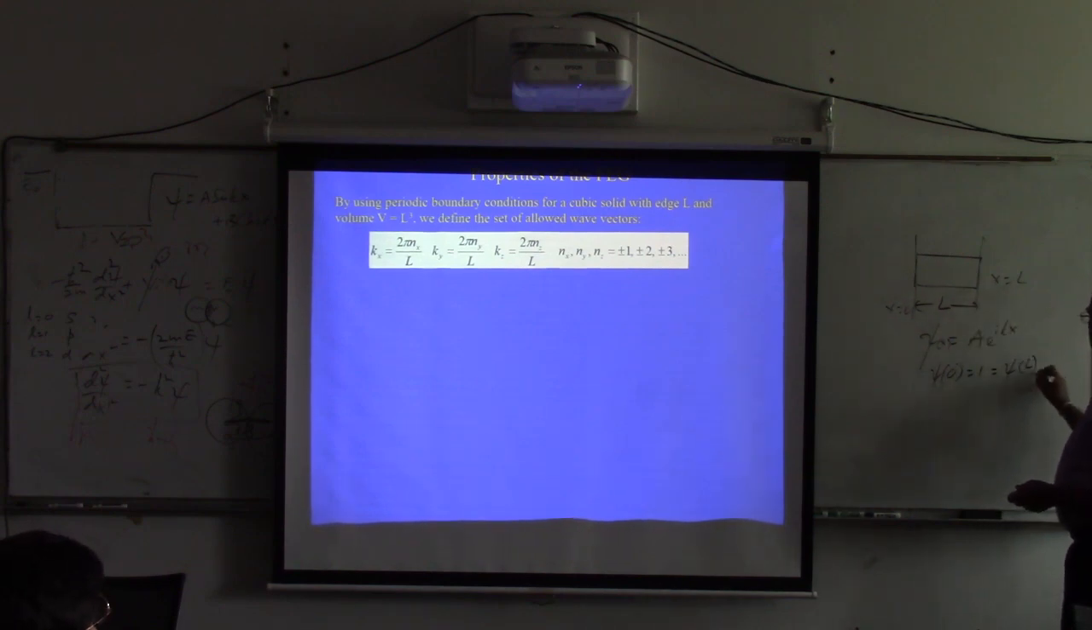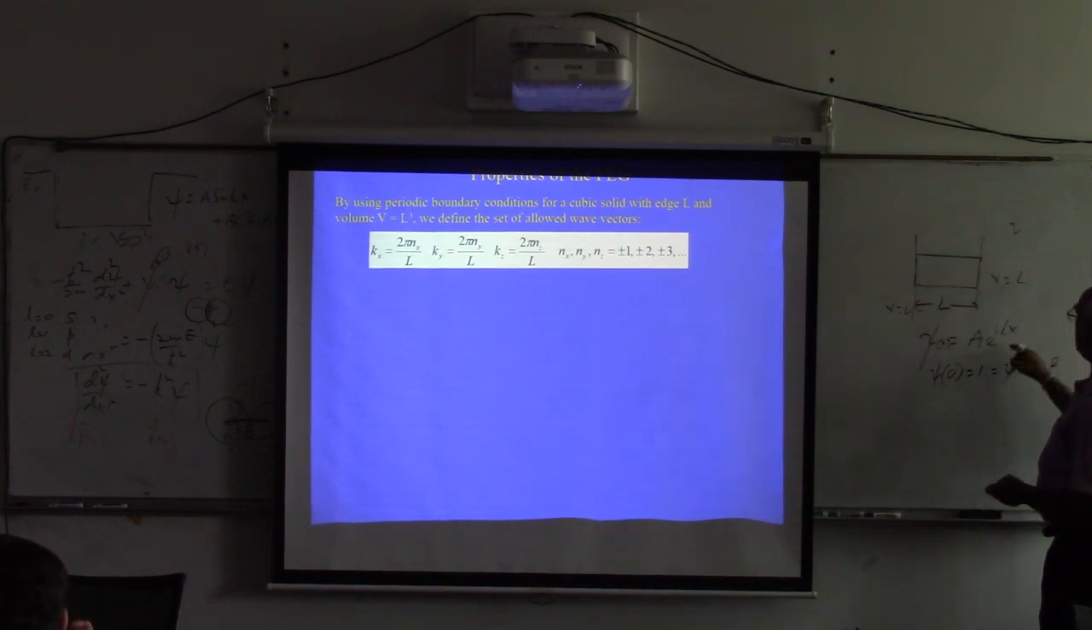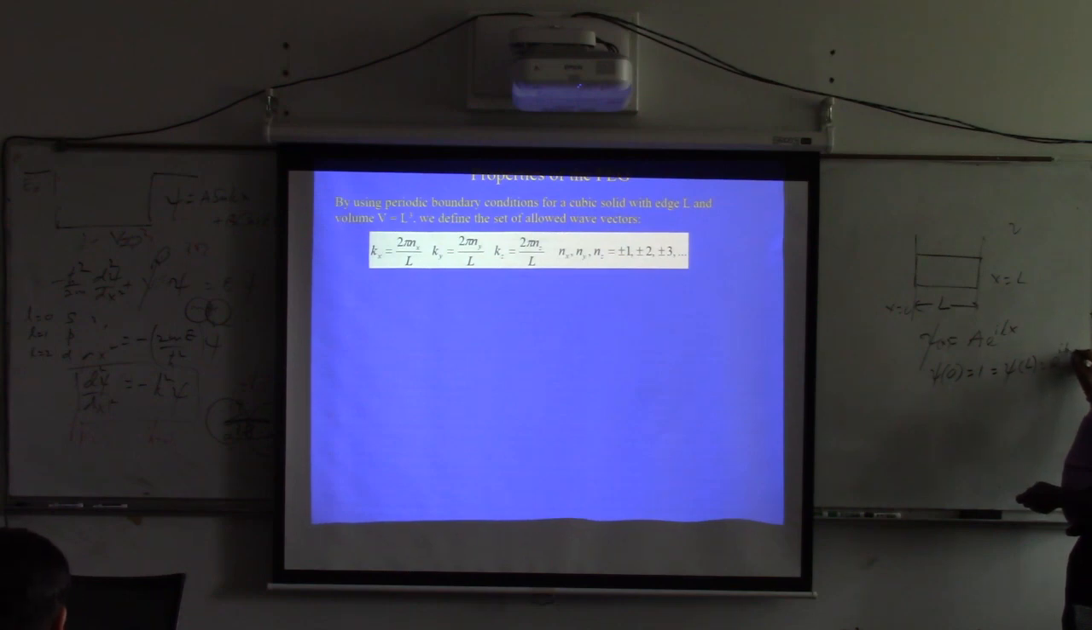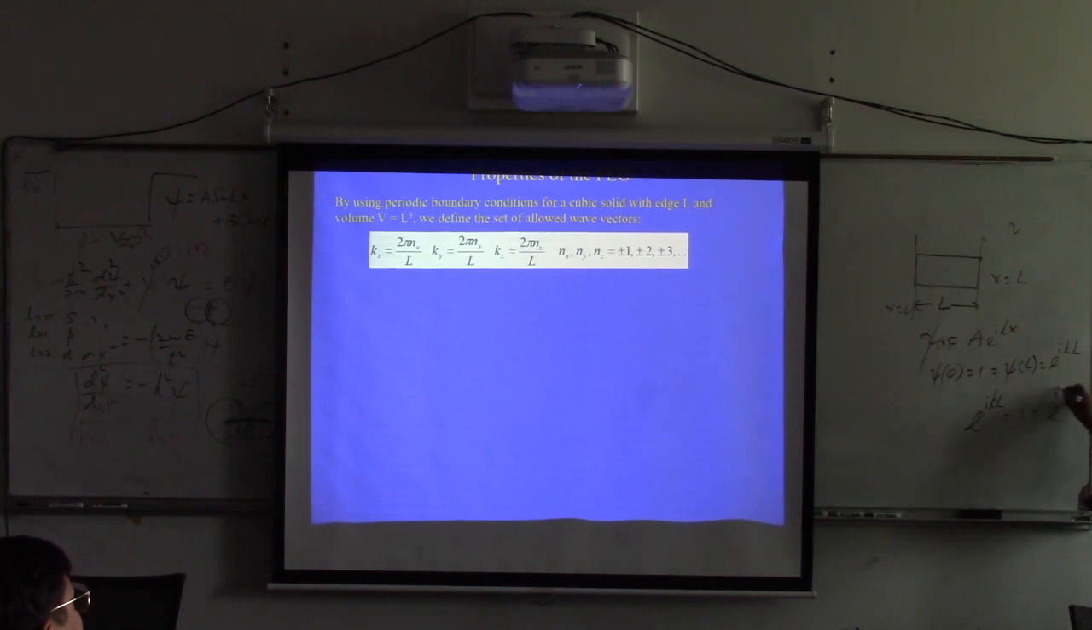So psi(L) is what? Psi is A times, don't worry about that one, then you get e^(ikL). So I can write e^(ikL) equals 1, right? So how do you get 1? e^(i·2π·n), right? That's how you get it. So from here kL equals 2πn, which means your k is given as 2πn over L.